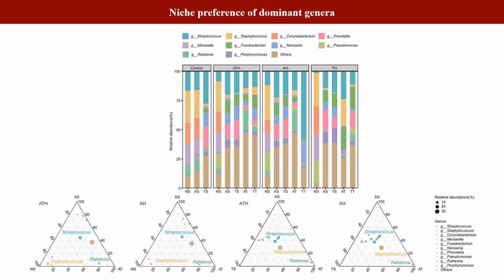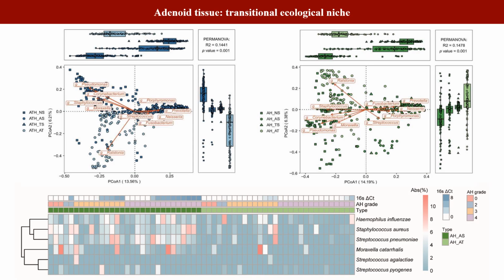Each niche has its own dominant genus. Nasopharynx is dominated by Staphylococcus, mucosal surfaces by Streptococcus. Adenoid tissue shows a mixed profile with unique Ralstonia enrichment. The ternary plot confirms Staphylococcus from nasopharyngeal swabs, Streptococcus from surfaces, and Ralstonia enriched in adenoid tissue. In both adenoid hypertrophy and adenotonsillar hypertrophy, adenoid tissue microbiota clusters between nasopharynx and adenoid surface on PCoA, showing a transitional pattern. This suggests that adenoid tissue is influenced by adjacent niches and is not a simple pathogen reservoir.